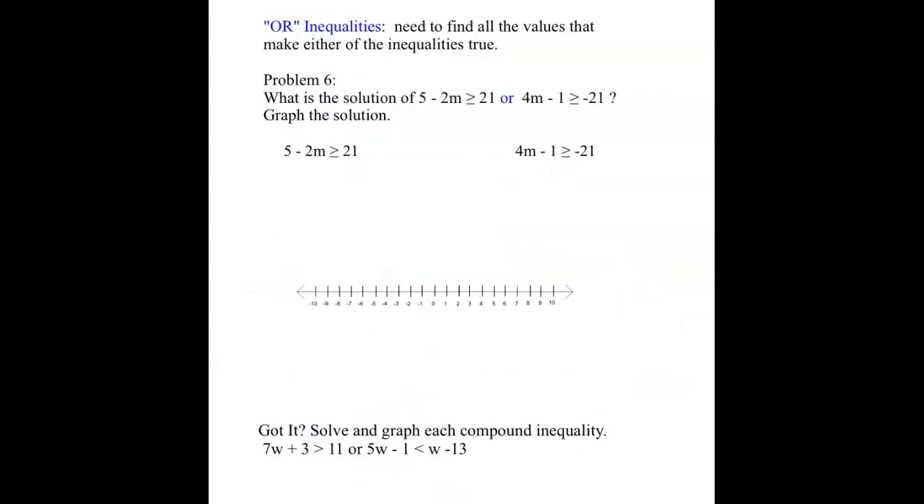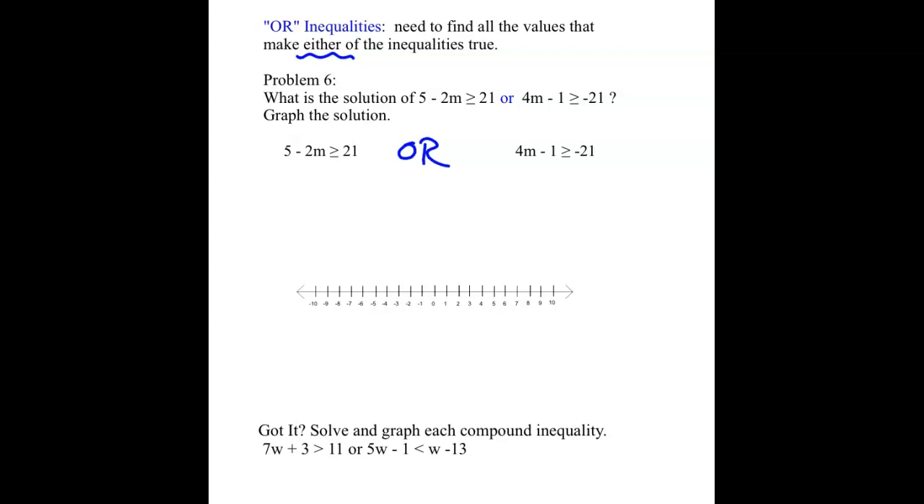All right, the second type of compound inequalities are the ones we call OR. In this case, we're looking for all the values that make either of the inequalities true. Okay, they don't both have to be true. We just have to make sure that either one can be true. What is the solution to 5 minus 2m is greater than or equal to 21, or 4m minus 1 is greater than or equal to negative 21?